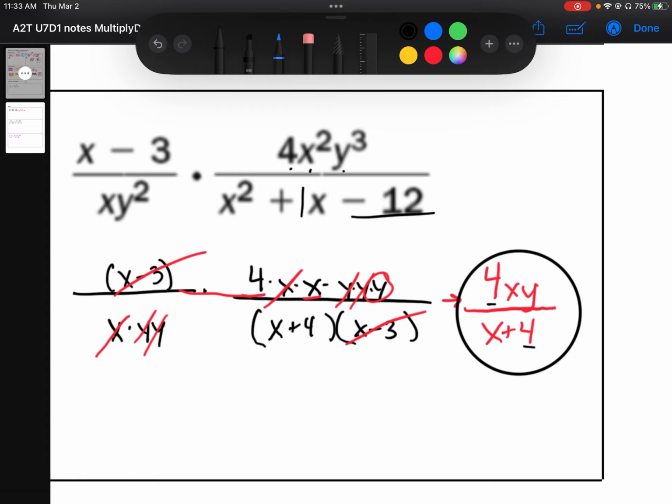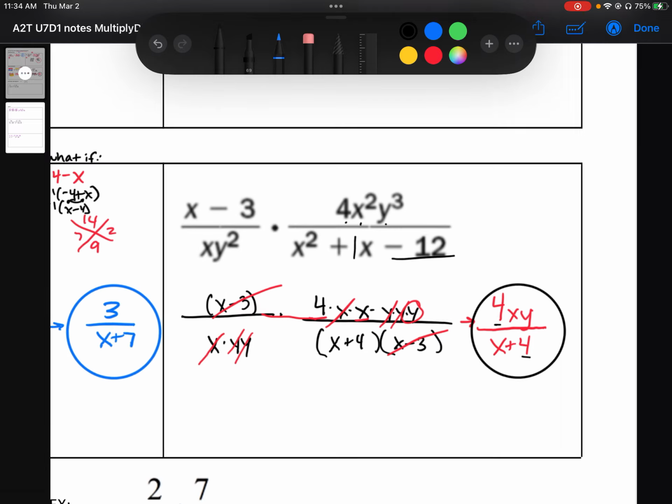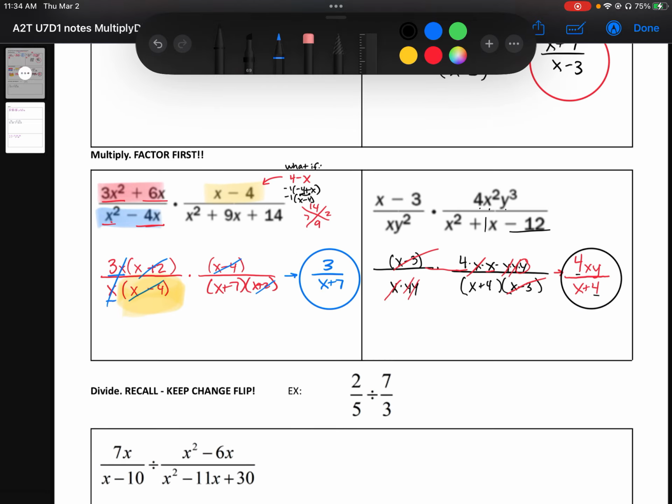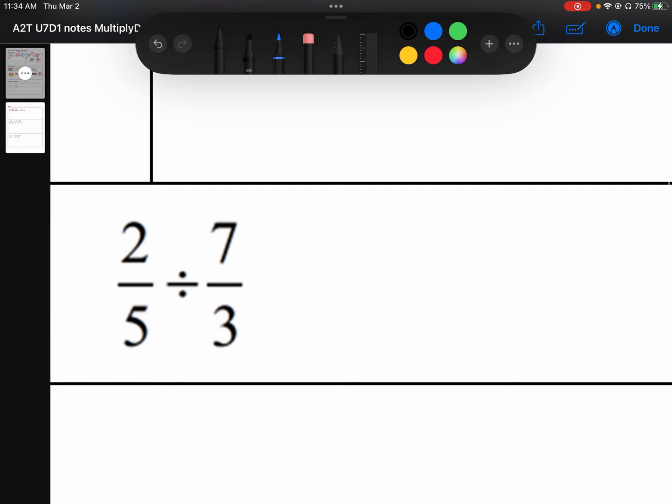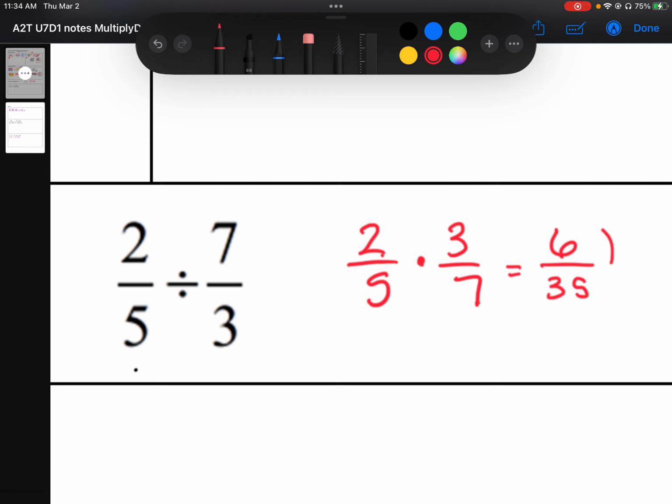Let's look at some division. So first, recall, when we are dividing fractions, we have the keep, change, flip. So if I'm dividing these fractions, keep the first, change it to multiplication, flip the second, and then we multiply across the top. 2 times 3 is 6 over 5 times 7 is 35.